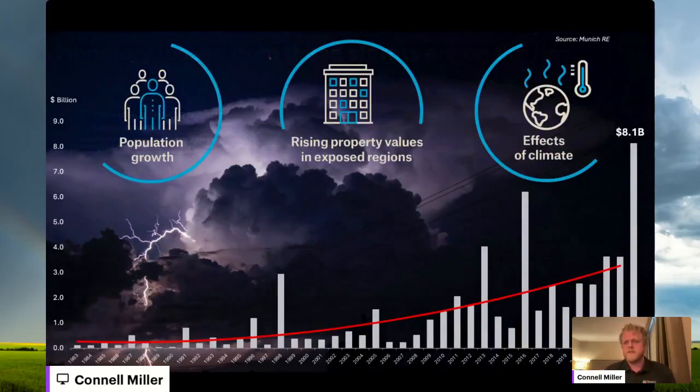There are a few reasons for these increases, according to Munich RE. Number one being population growth. We just have more people that are being affected. Number two being rising property values in exposed regions.